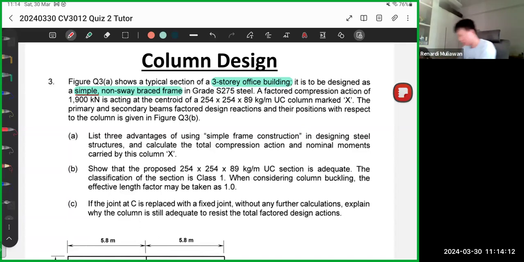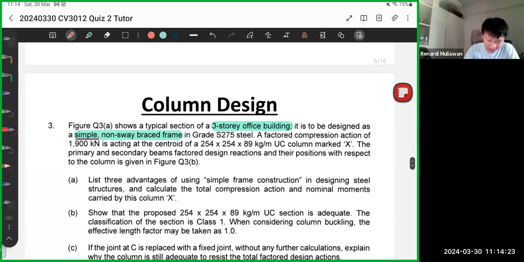Non-sway and braced, you can read it yourself, but it means the column doesn't have sway. A sway frame is where the whole building moves sideways. That's outside the scope of the lecture, so just take it as it is. It means it doesn't sway.